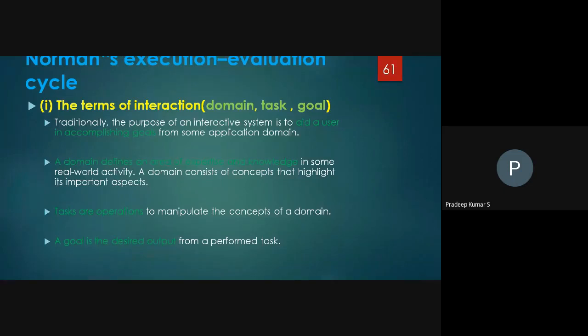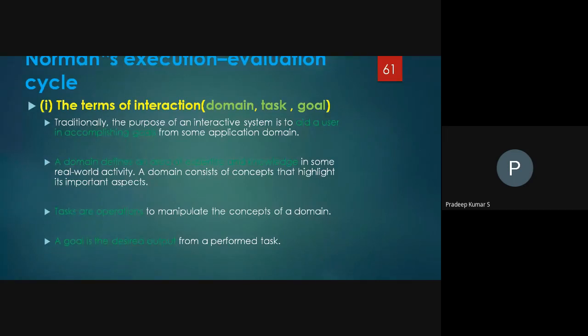Especially, I can define three terms: domain, task, and goal. What is the purpose of the interaction I'm going to give? The interactive system aids a user to accomplish a goal for some application domain. Here, in the interaction, I want to convey my ideas, and that idea is to reach all 150 members. That is my interaction. So that is my goal.